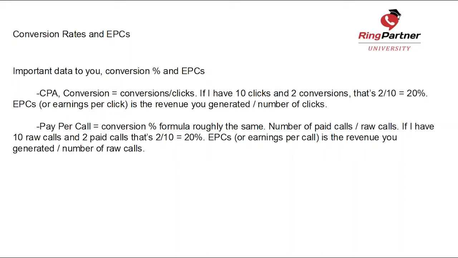PayPerCall, the conversion percentage, roughly the same. It's the number of paid calls versus raw calls. And I already have a question saying, what is a raw call? Fantastic question. A raw call is absolutely anybody who phones the number that you have posted, that you've put on your call-only ad or your website or whatever. That phone number that we give to you, by the way, is unique to you. Anybody calling that number is going to generate what we call a raw call, or if you want to compare it to CPA, a click.